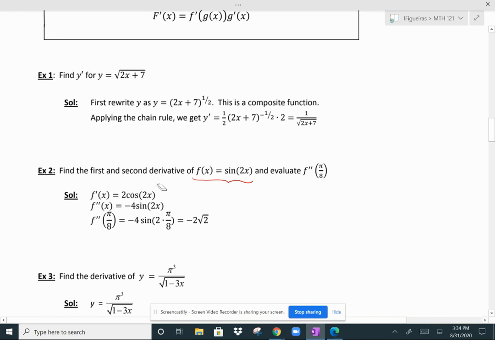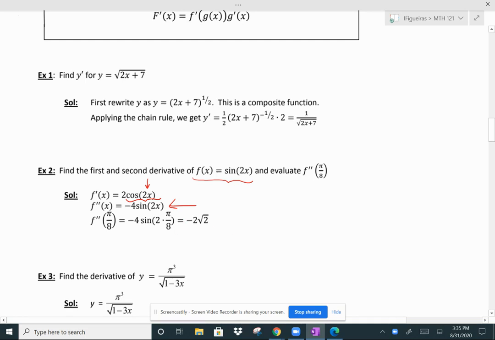Then I need to find f double prime, which is the second derivative. So first you take the derivative of cosine of 2x, which is negative sine of 2x, times the derivative of 2x, which is 2. But when you multiply it by the 2 on the outside, your second derivative is negative 4 sine of 2x.